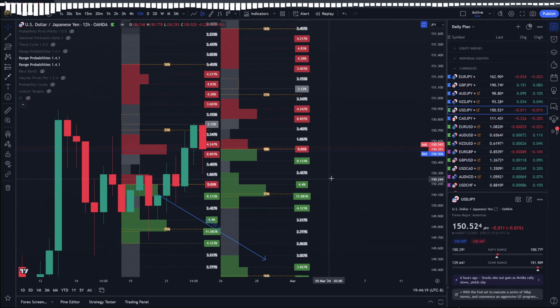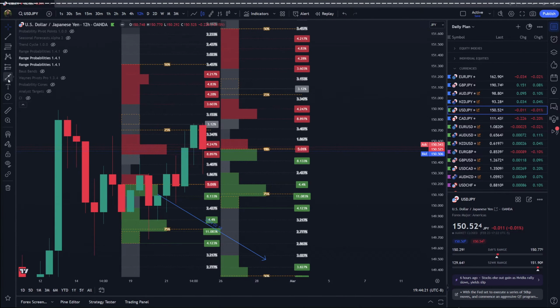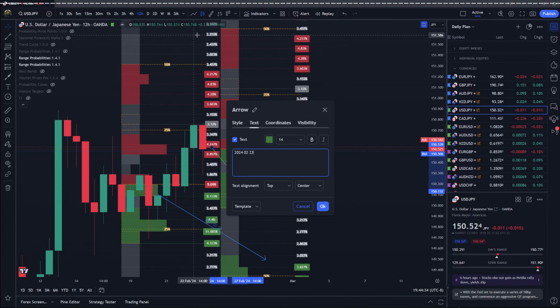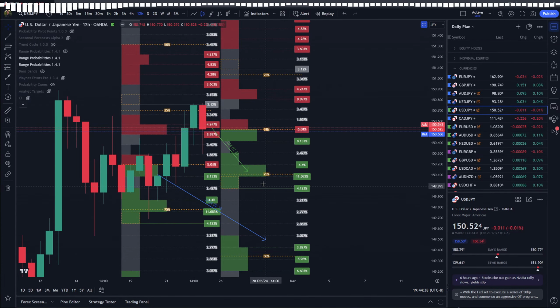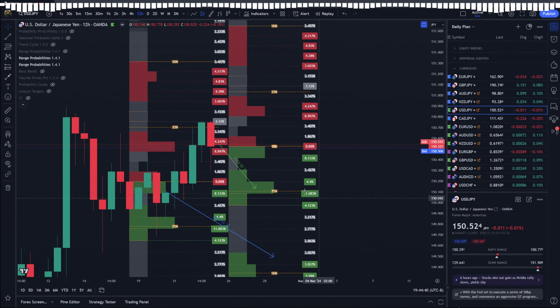But for now, for the week ahead, let's think about this. This would probably be yen strength here, and then I don't have too much as far as significant expectations for any more of a movement. So this is as far as I'll go on setting expectations for dollar yen next week.